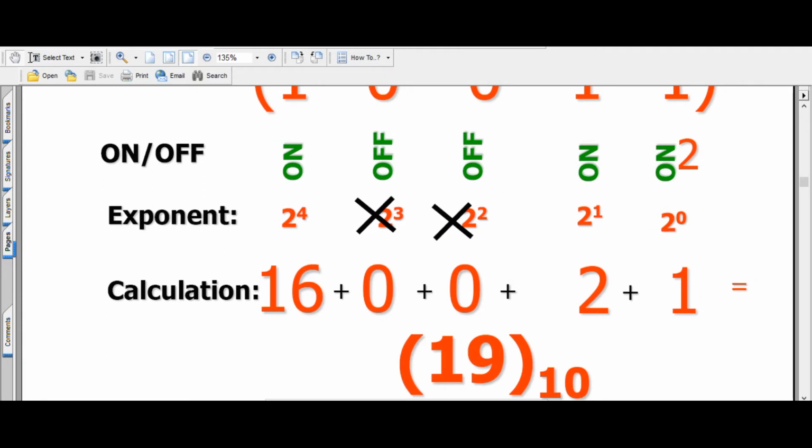So if I represent 10011 in decimal, it appears as 19. But it is very difficult to say which switch is on and off. We cannot directly say that this switch is on and this switch is off.